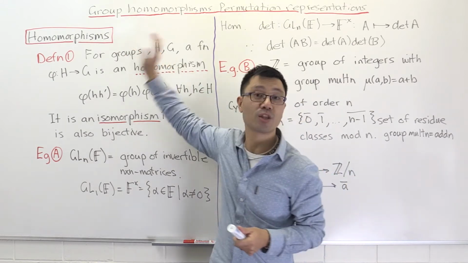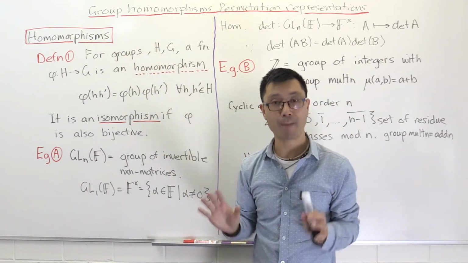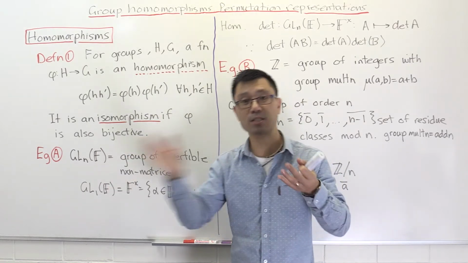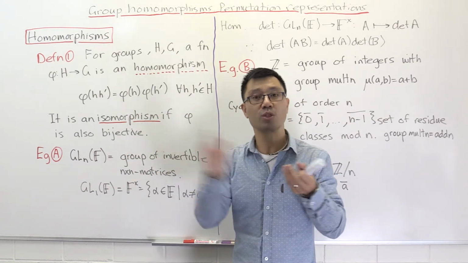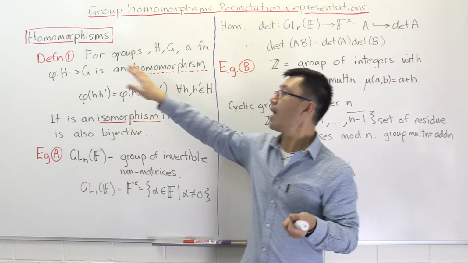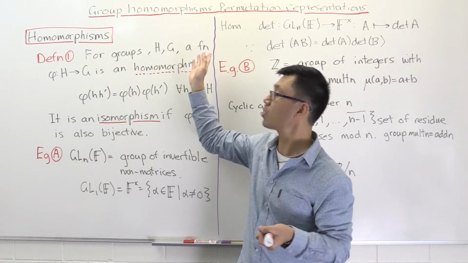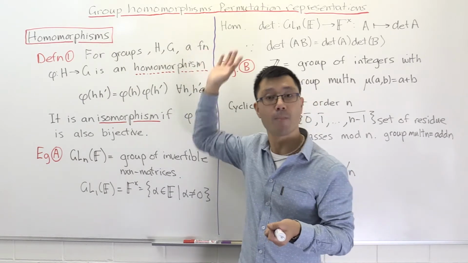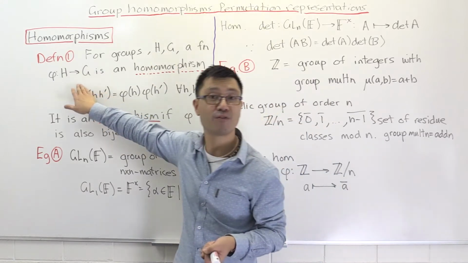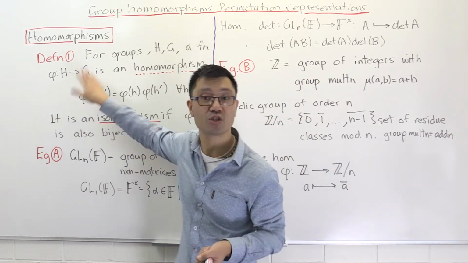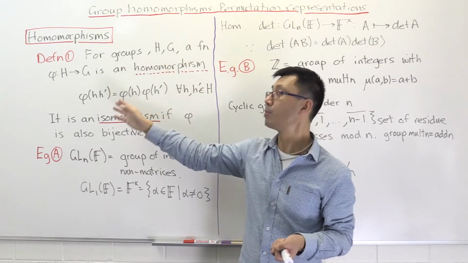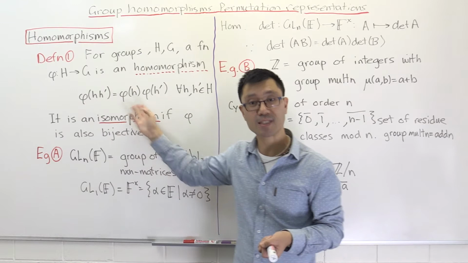So basically you should think of this as a structure preserving map. For example, when you look at linear maps between vector spaces, that's a map which preserves the linear structure of those two vector spaces. Here we have group structure, and the group structure is given by the group multiplication. Suppose we have two groups H and G and a function phi from H to G. We say it is a homomorphism if it preserves multiplication in the following sense.